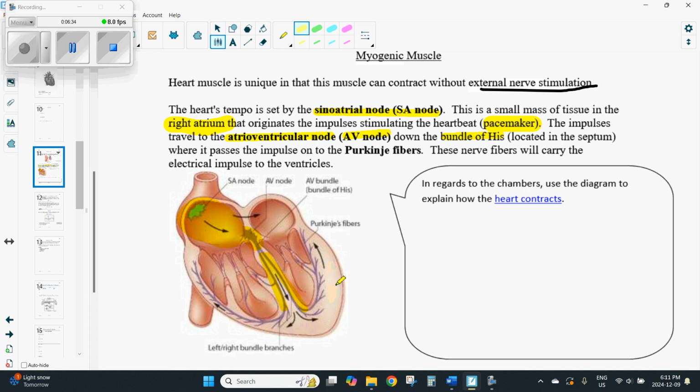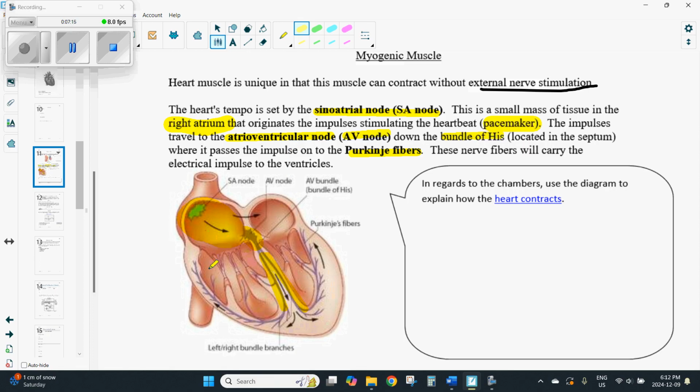As it's traveling to the left and the right ventricle walls, we call these fibers that you see here in purple Purkinje fibers. The Purkinje fibers are where the nerve impulse basically ends, and once it reaches them, it causes the ventricles to contract with quite a force. With that force, it's going to eject the blood out of the heart to its next step in the pathway, which we talked about the other day.